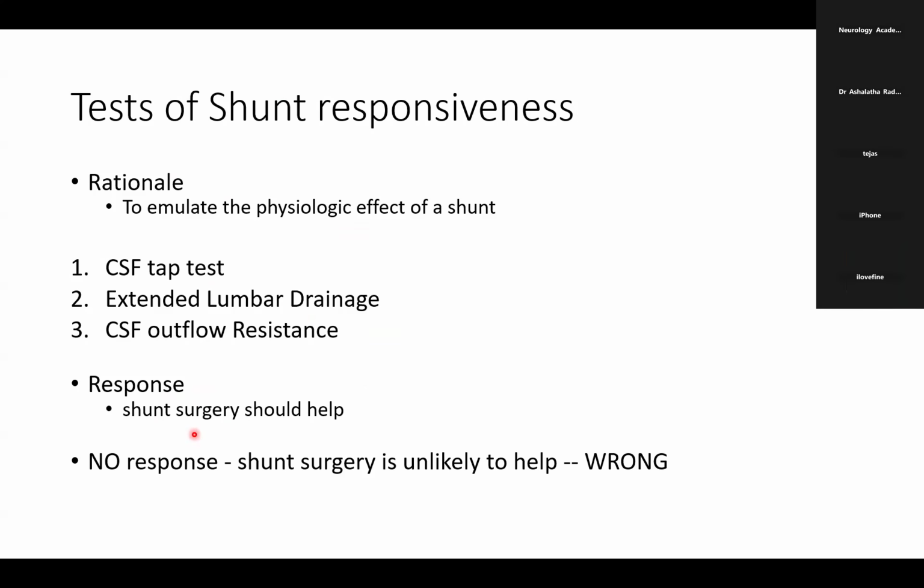The tests of shunt responsiveness are done with the rationale of emulating the physiological effect of a shunt. That is, again, the CSF tap test, external lumbar drainage, and CSF outflow resistance. If there is a response on the CSF tap test, the shunt surgery should ideally help. But if there is no response, the notion that shunt surgery is unlikely to help is wrong. I have tried to present the studies which support this statement later.